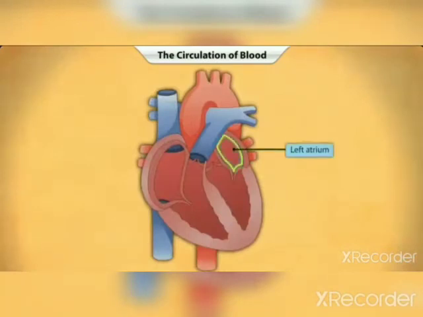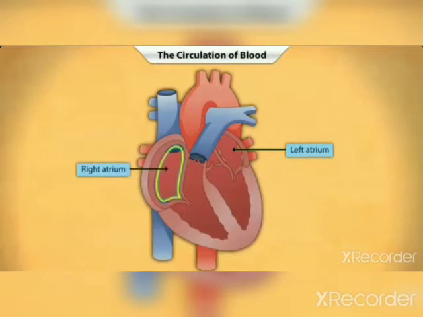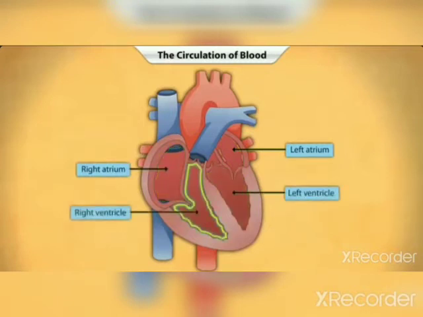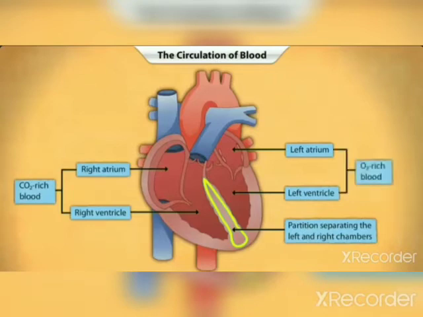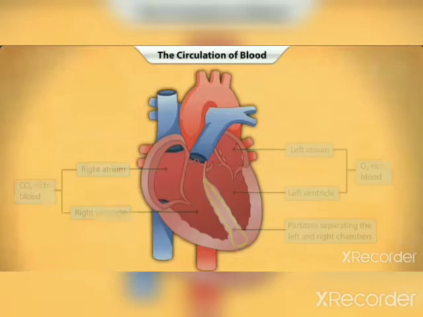Now we discuss the structure of the heart. A heart is a four-chambered structure: left atrium, right atrium, left ventricle and right ventricle. And the left and right portions are divided by a septum that is represented by yellow color. Because of this septum, carbon dioxide rich blood is separated from the oxygen rich blood.